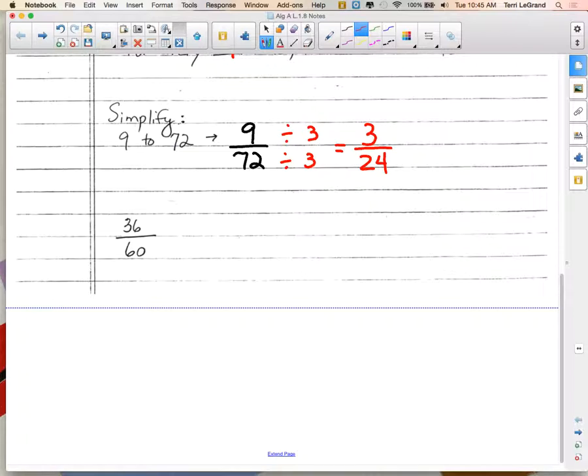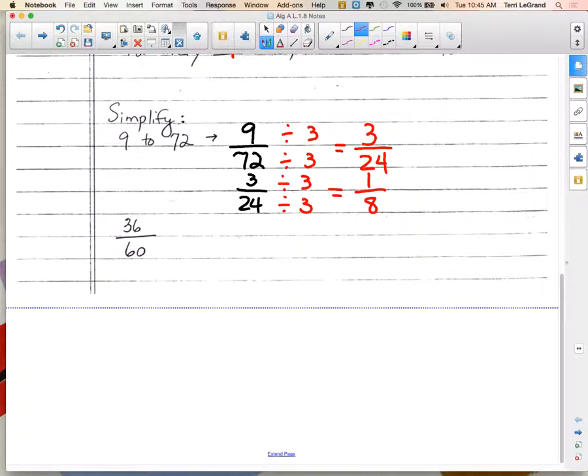What can we do? Oh, so now we can take that 3/24 and we can rename it again. We can divide by 3 again, you're saying? And 3 divided by 3 is? 1. Anything divided by itself is 1. 24 divided by 3 is? 8.